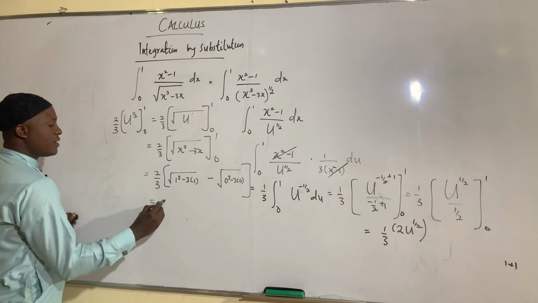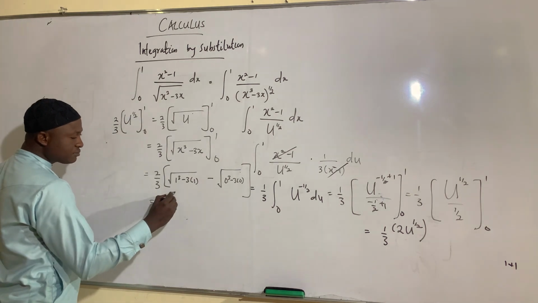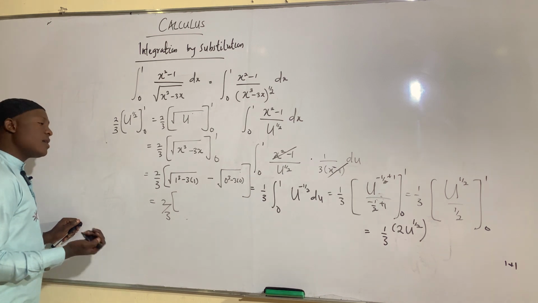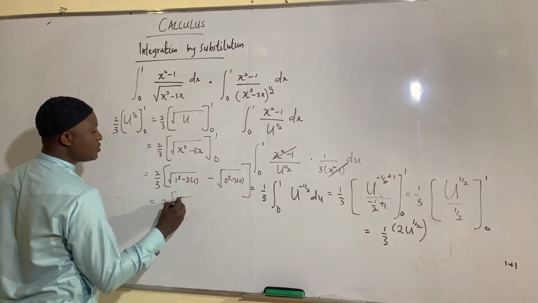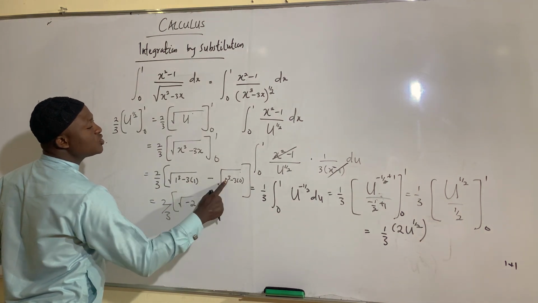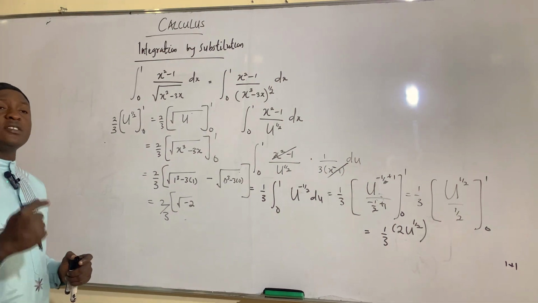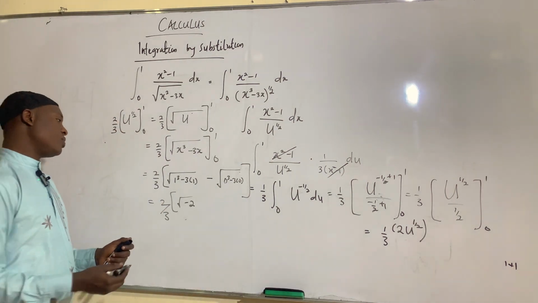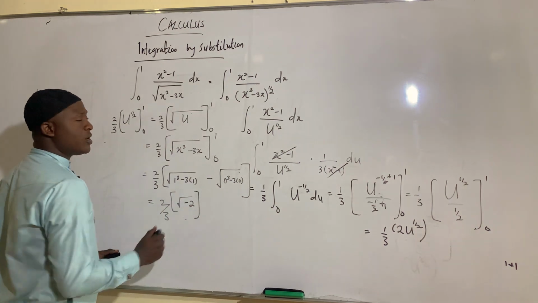So here I can have 2 over 3. 1 cube is nothing but 1, minus 3, of course, we are going to have minus 2. Then 0 cube simply means 0 times 0 times 0, that is 0. Minus 3 times 0 is 0. Square root of 0 is 0. So what we have left is minus 2. It depends on how they leave the result.